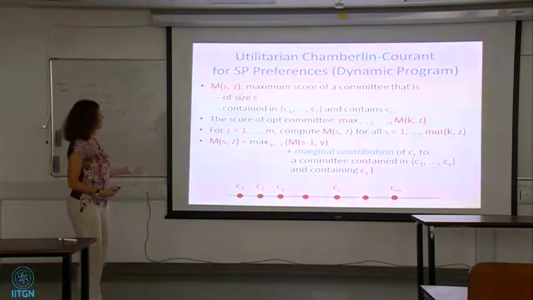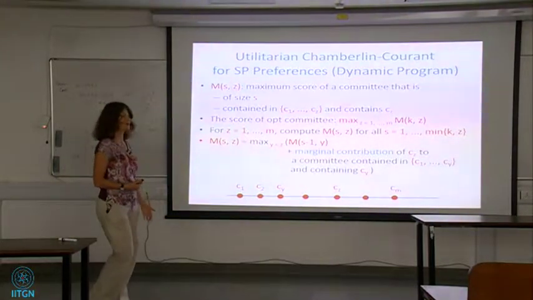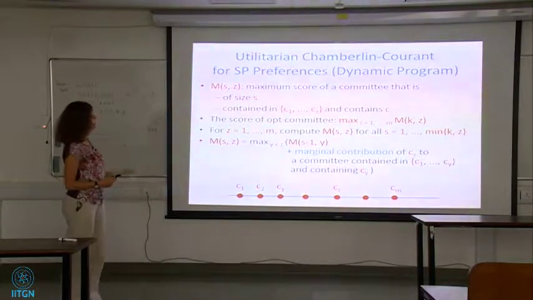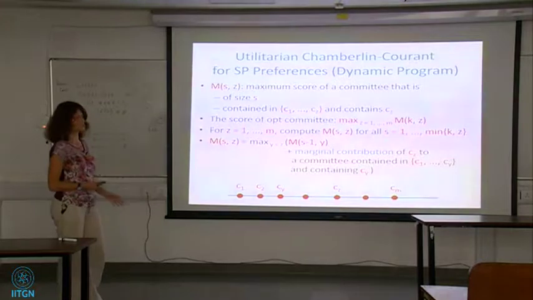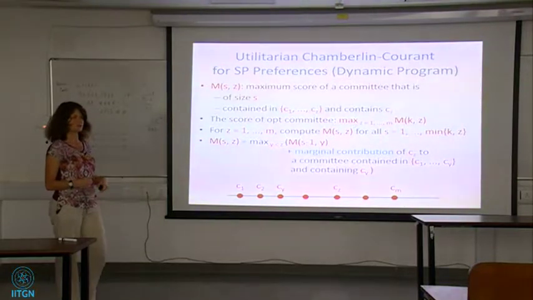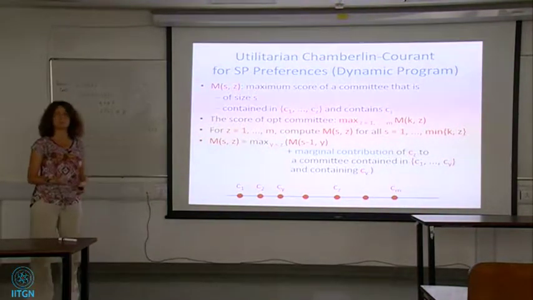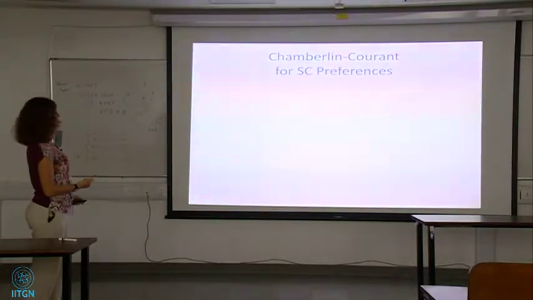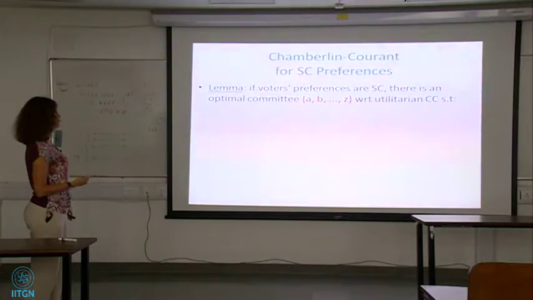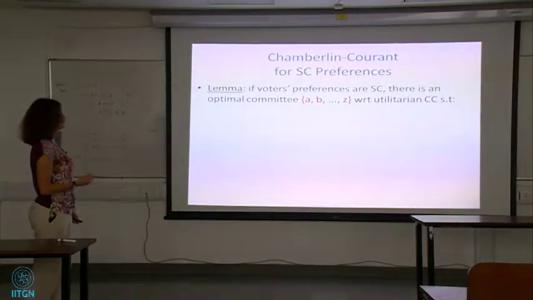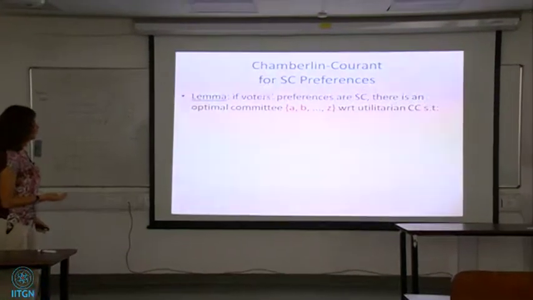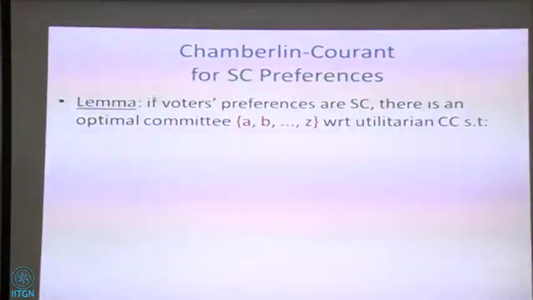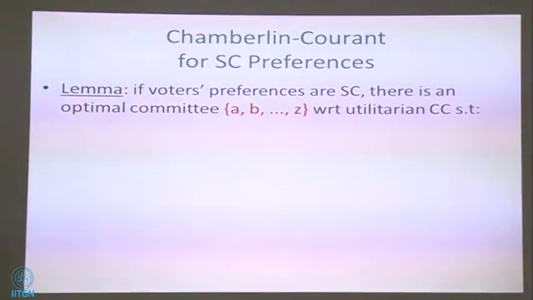But as computer scientists, this is something that we came up with and we should appreciate. I believe this is the first example of this use of dynamic programming on single-peaked, single-crossing preferences, but I may be wrong, I'm not 100% sure. Okay, so anyway, that was single-peaked preferences. For single-crossing preferences, again, there is a dynamic programming algorithm, and again, for utilitarian Chamberlin-Courant, we can compute an optimal committee.